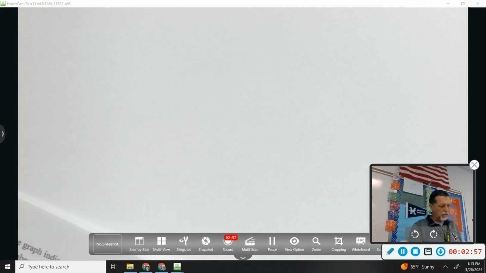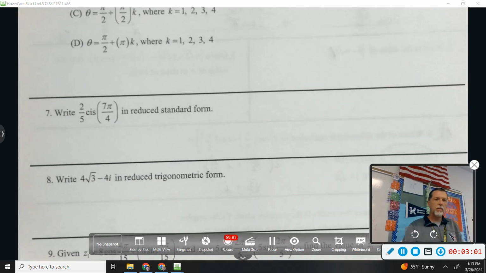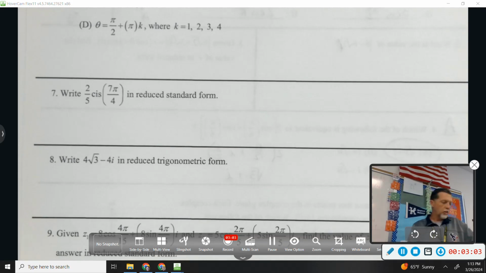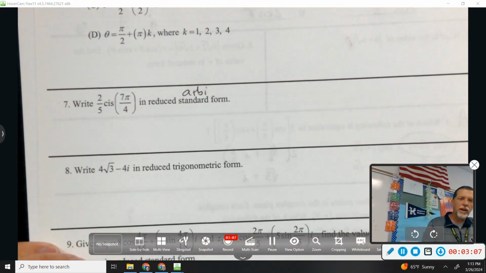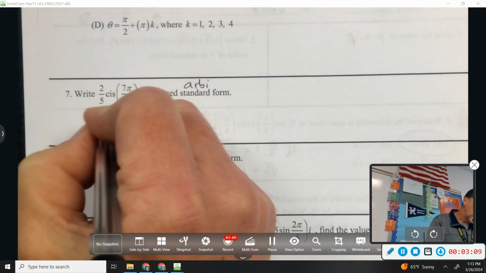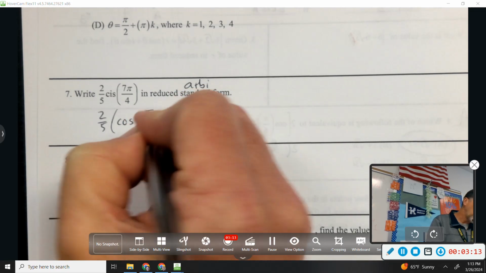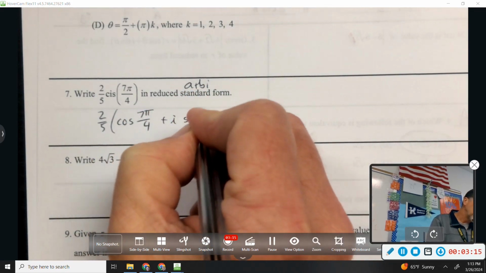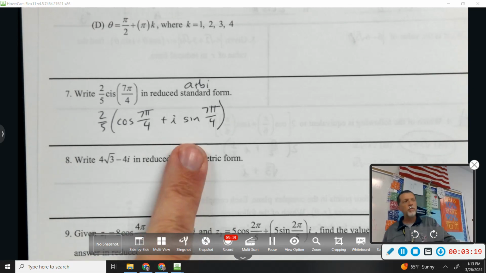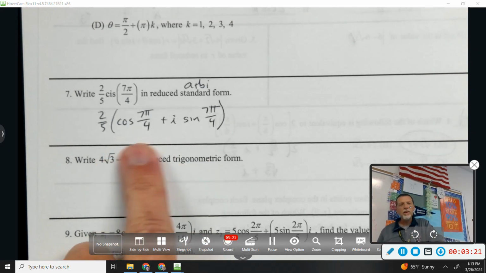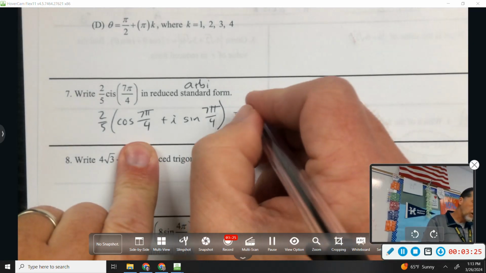Number 7, go the other way. So now this is kind of the same thing. It's in cis or trig format, and we want to change it into a plus bi format. So 2/5 cosine 7 pi over 4 plus i sine 7 pi over 4. This is the step that some of you are starting to omit because you're just thinking in your head, what's the cosine of 7 pi over 4?